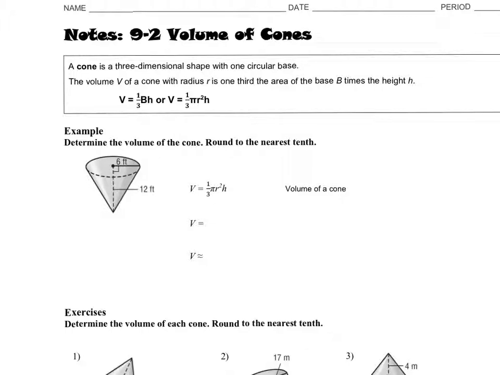So what we did in the very beginning when we did a pyramid was length times width times height divided by 3. So this is going to be the pi r squared h that we did yesterday for a cylinder, but then you're dividing it by 3. So I'm also going to have you write that formula there, pi r squared h divided by 3.